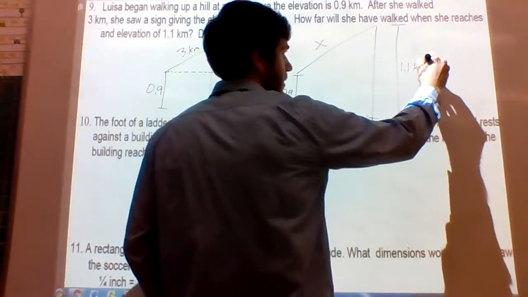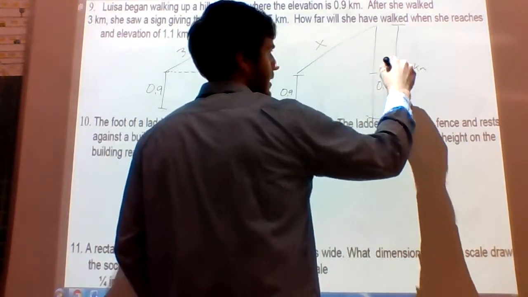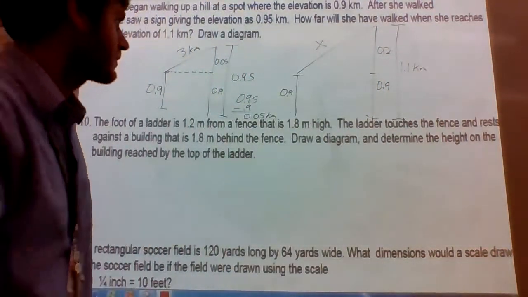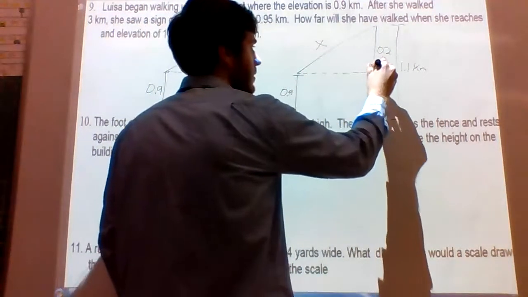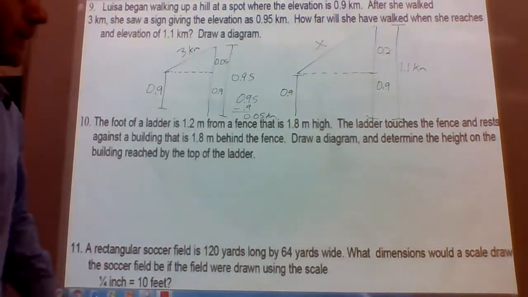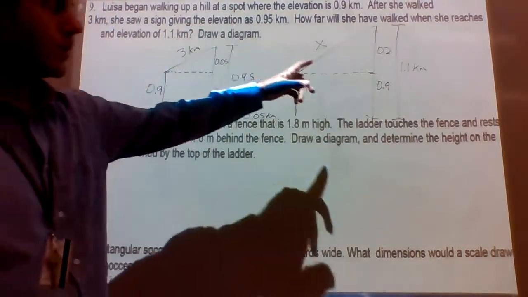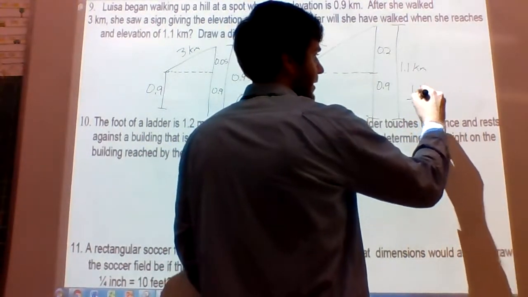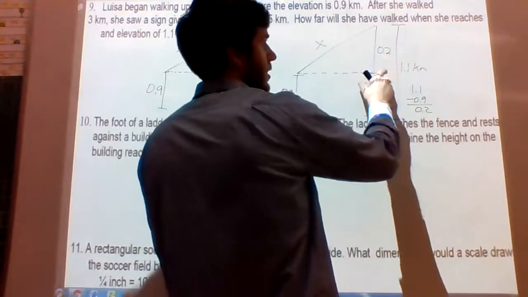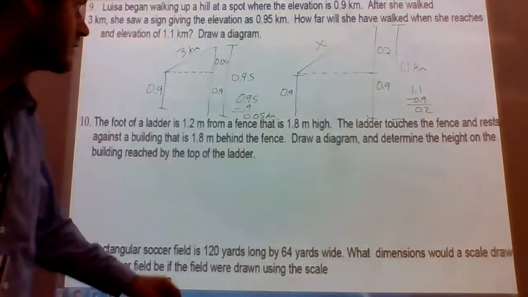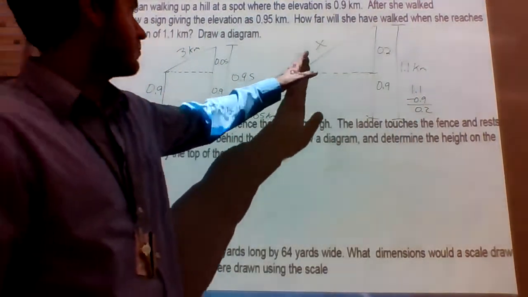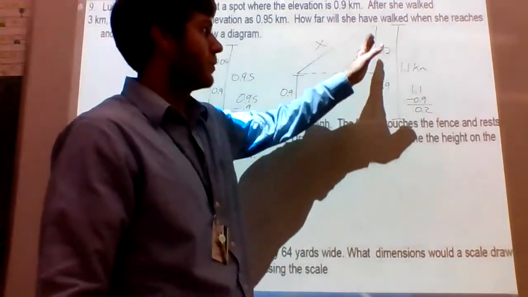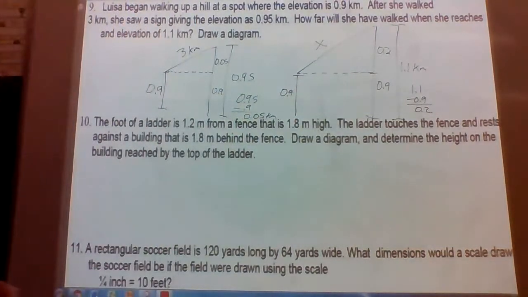Okay, if she starts at 0.9, how much has she gone up? She's gone up 0.2. She started at 0.9, now she's at 1.1, which means she's gone up from 0.9 to 1.1. So 1.1 minus 0.9 is 0.2. So she's gone up in elevation 0.2 kilometers, or we're trying to find how far she walked after she went up 0.2 kilometers to get to an elevation of 1.1 kilometers.